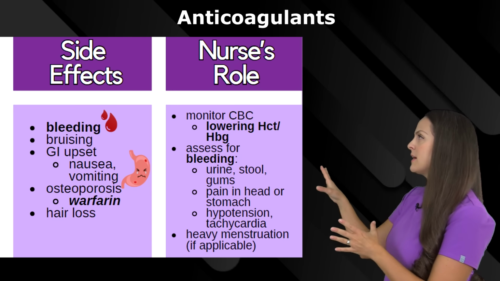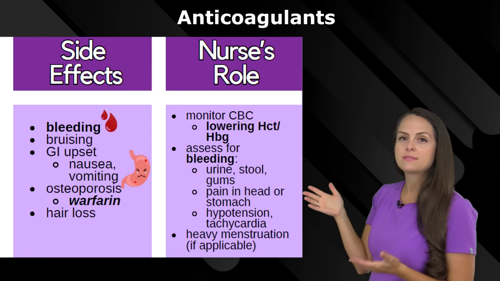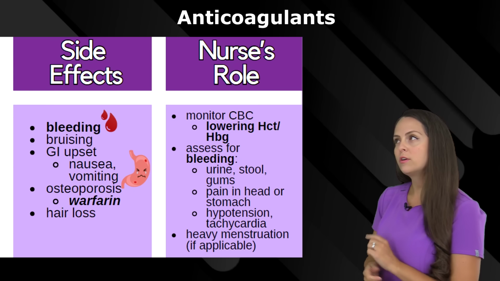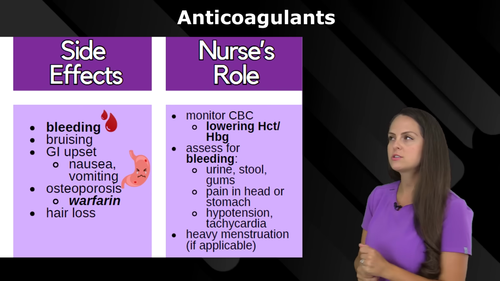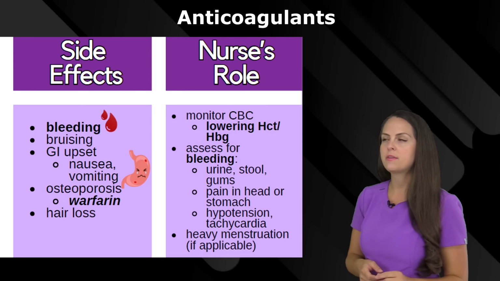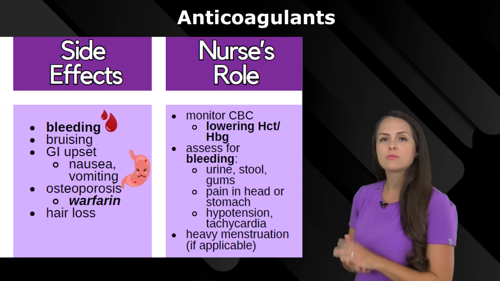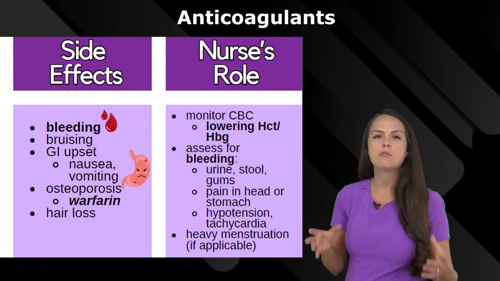So big side effects come from bleeding and bruising. They can also upset the stomach, causing nausea and vomiting. Plus, warfarin, for instance, can affect the bones, leading to osteoporosis. So if your patient's on warfarin, you want to monitor their bone health. And these medications can lead to hair loss. Now, what is the nurse's role with this medication class? Well, one big thing is that you want to be monitoring for bleeding.